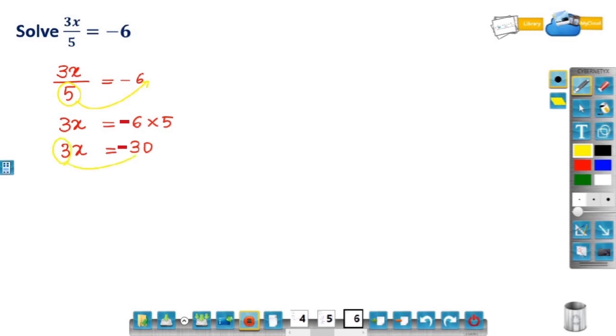Then we have to move 3 to the RHS. 3 into x it is. That becomes divided by 3. x is equal to minus 30 by 3. So x is equal to minus 10.